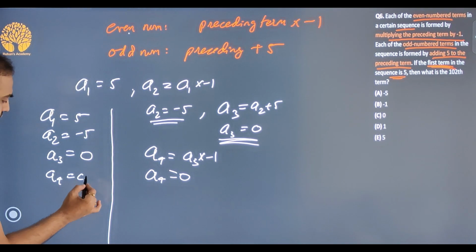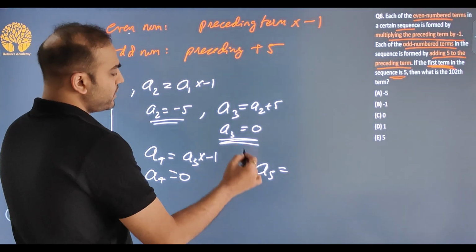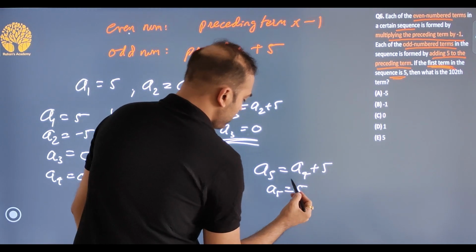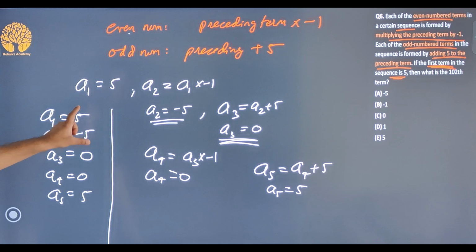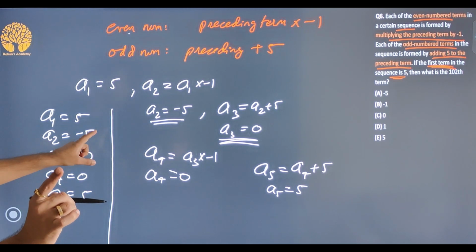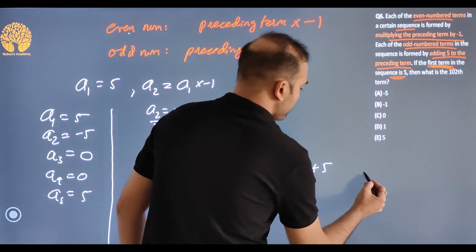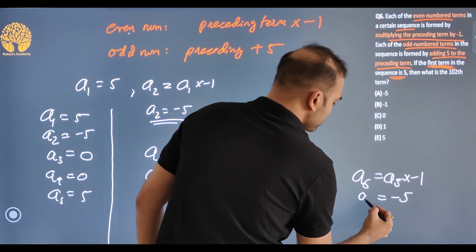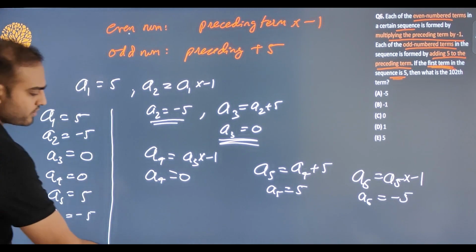Okay, A4 is 0, right? A5, odd number term, so preceding term plus 5, so A5 is 5. Okay, see, now I can sort of see. Let's just find one more value, just as a proof. A6 will be A5 into minus 1, that's again minus 5, right? A6 is minus 5.